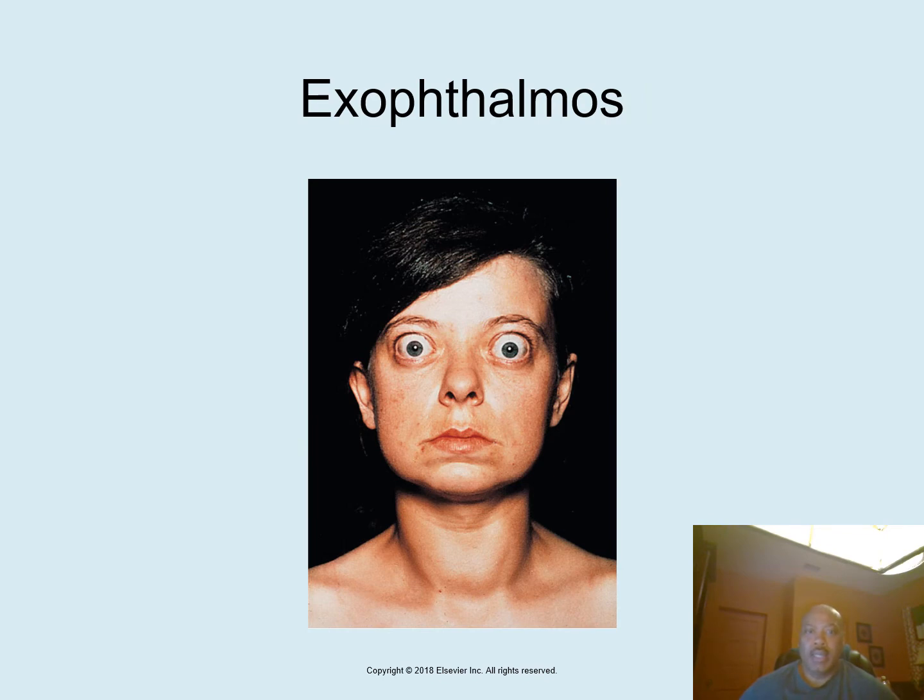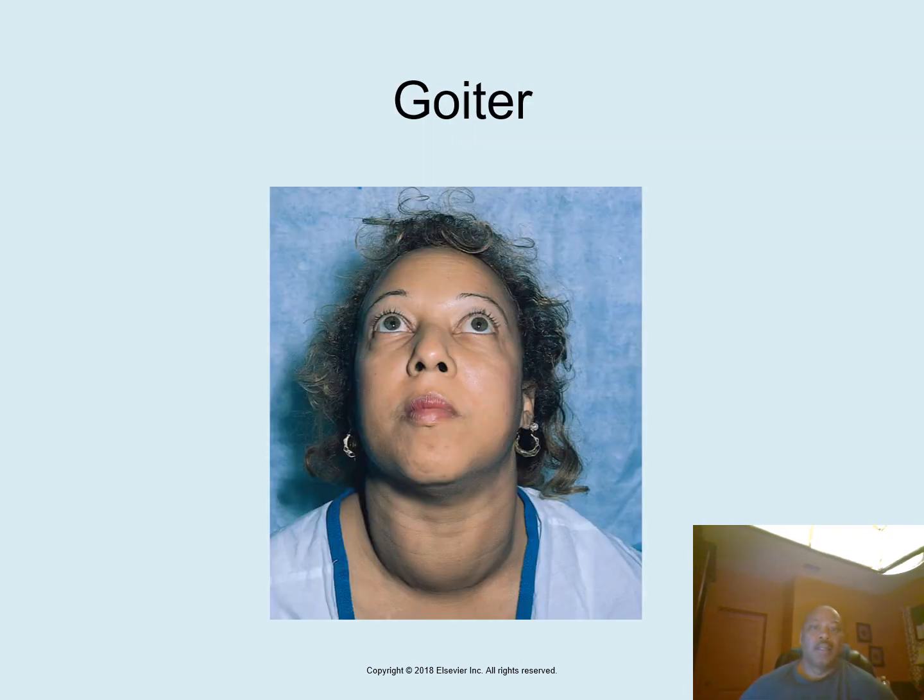And here's the exophthalmos that I was telling you about. Look at the eyes. All that tissue is behind the eyes and making them bulge outward. So just take a look at that. And here's a picture of a goiter that I discussed with you.